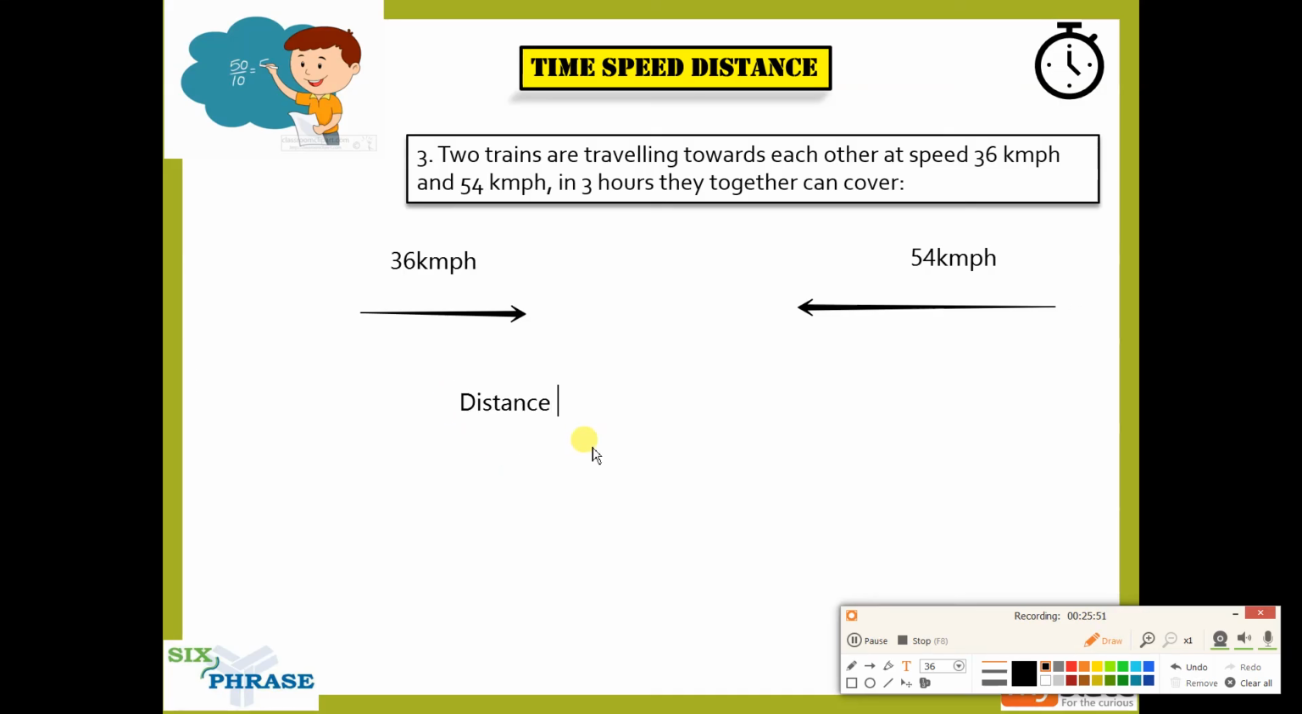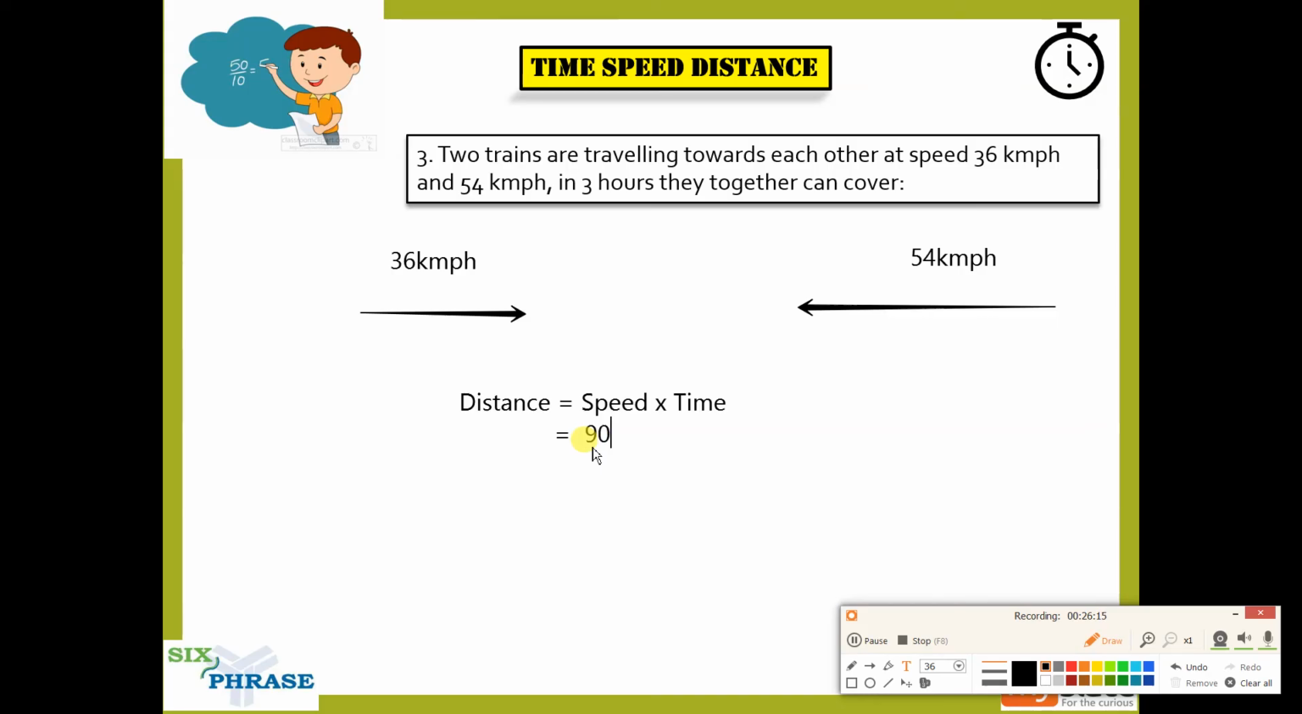The last question asked for time. Here it is distance. Distance is nothing but speed into time. And what is the speed, guys? Here the speed is the relative speed because two things are moving. If just one thing is moving, you take that speed, but because two things are moving in opposite directions, you have to add the speeds.